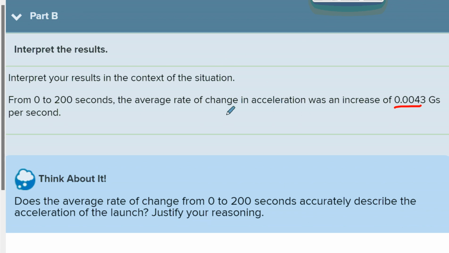So just the difference of your y's over the difference of your x's. You can use the table. Cool.